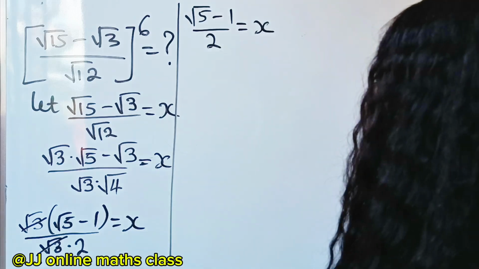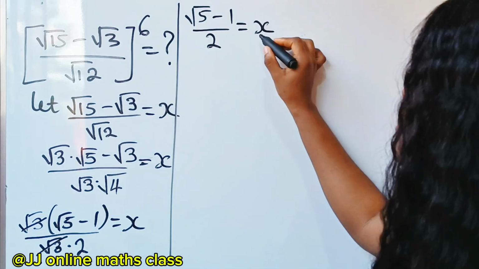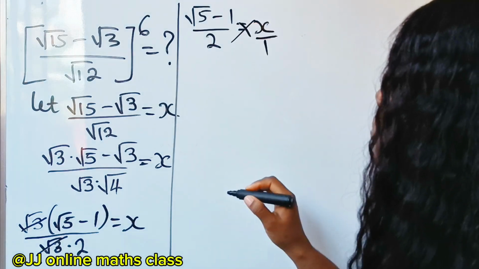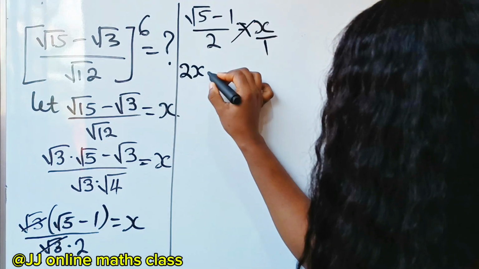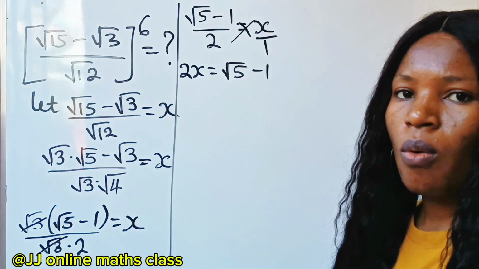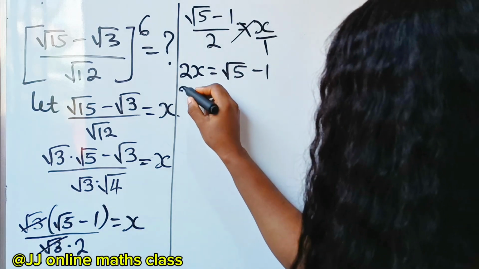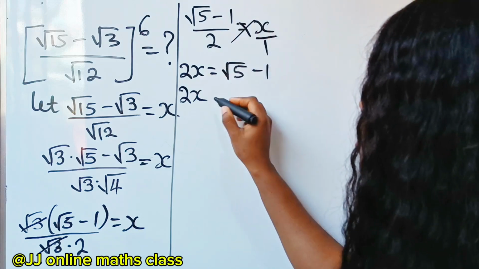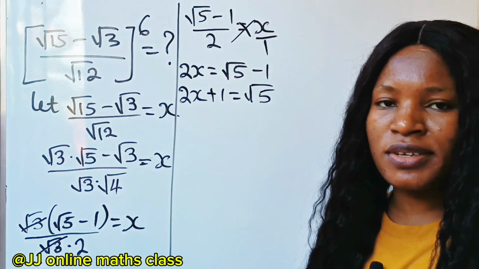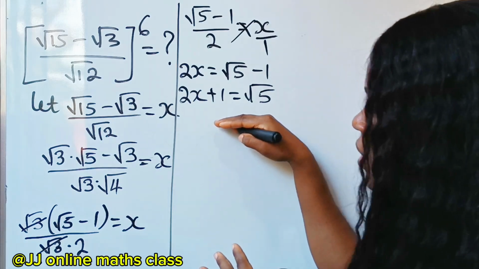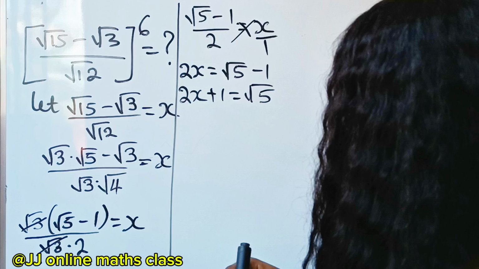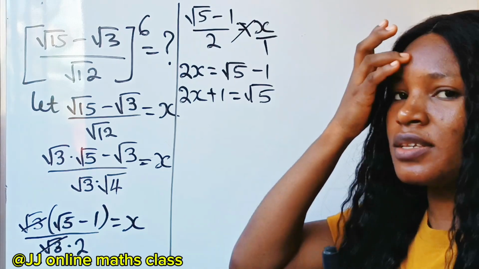All right, now look at this. This is over 2, so let's cross multiply. When we cross multiply, you have that 2x is equal to square root of 5 minus 1. Then we write 2x, let's bring this to this side to get plus 1 is equal to root 5. I want you to trust me, and we want to get to a point before I explain what I'm trying to do. All right, now let us square both sides of this equation.